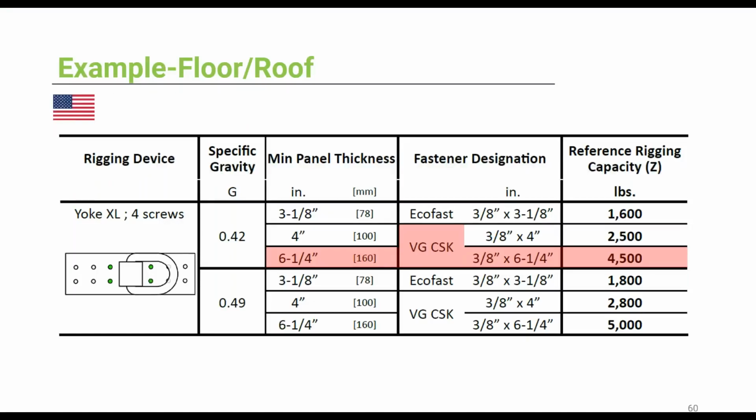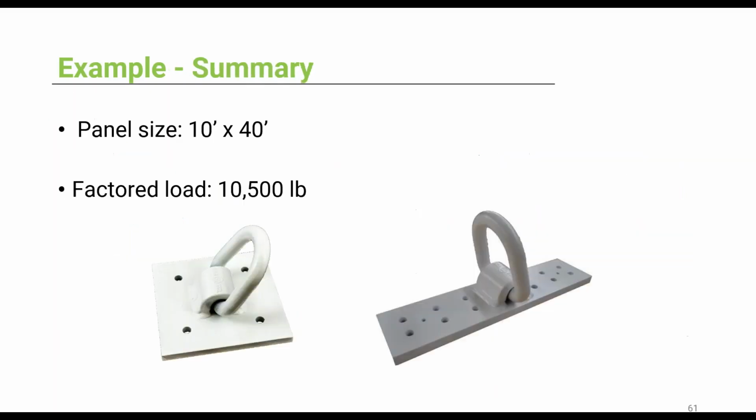Another option would be using the Yoke XL, but with only 4 screws. So we do the same as before. We go into our right specific gravity, our panel thickness, and we can choose our capacity for the yoke here. The only difference is that the Yoke XL uses VGCSK fasteners rather than Combis. To quickly recap, to lift a 10 by 40 feet SPF roof panel, we can use 4 Yoke 5 tons or 4 Yoke XLs with only 4 screws.